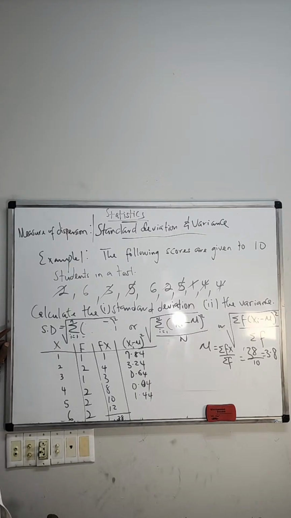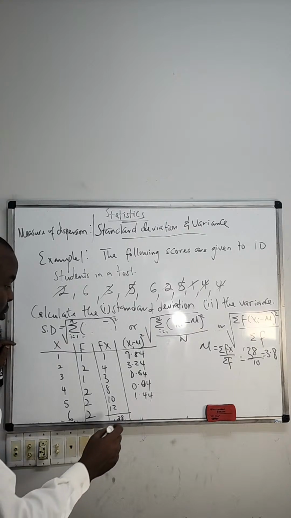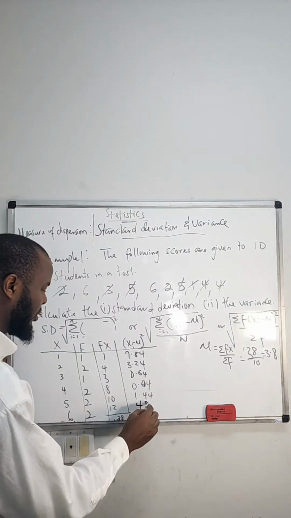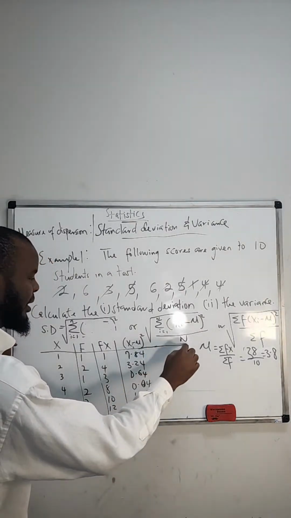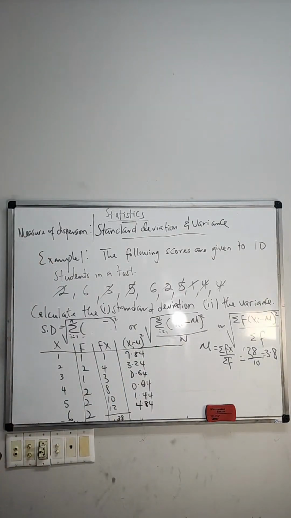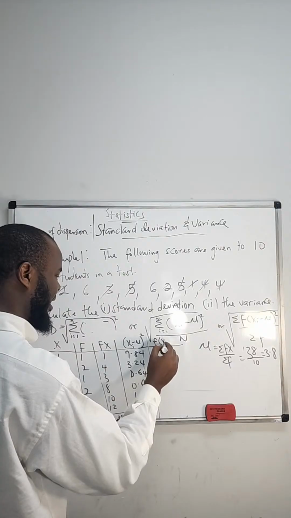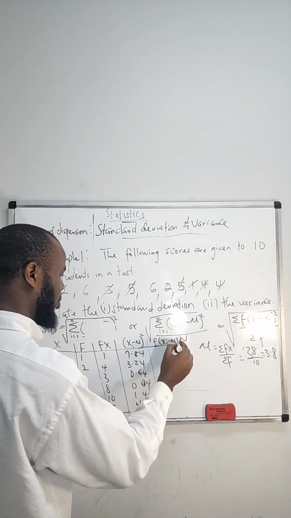6 minus 3.8 should be 2.2, right? Yeah. 2.2 squared should be what? 4.84. Another step: multiply by frequency. Now you multiply by frequency. F multiplied by xi minus mu squared.